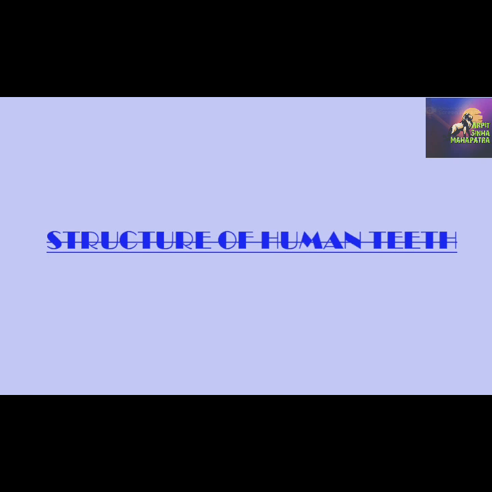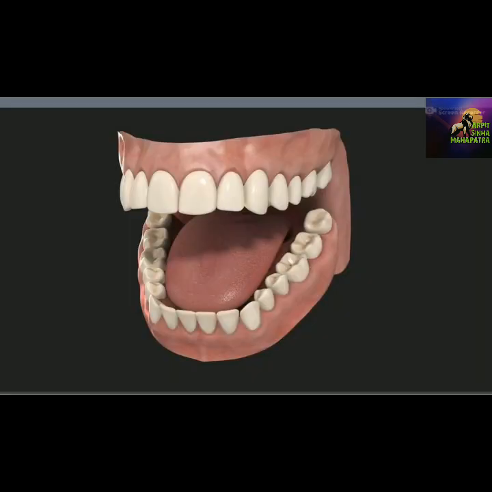So let's start. At first we have to know all the names of the human teeth. There are many types of teeth in a human mouth. So this is a picture of the human teeth, also called a diagram.